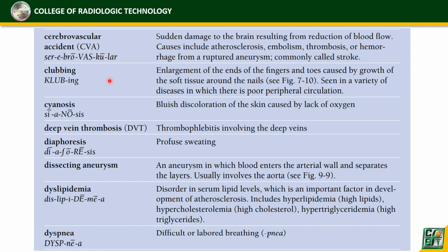It is an enlargement of the ends of the fingers and toes caused by growth of the soft tissues around the nails. Seen in a variety of diseases in which there is poor peripheral circulation. So due to the poor blood circulation sa extremities, nagkakaroon ng clubbing. So, cyanosis, we already tackled that. This is the bluish discoloration of the skin due to the lack of oxygen.